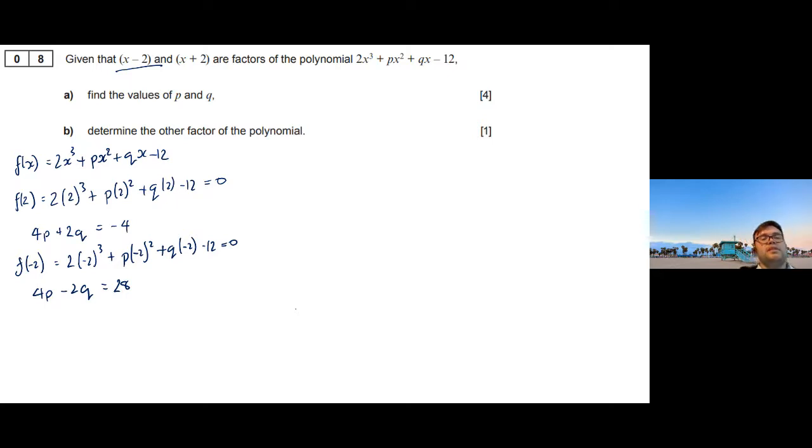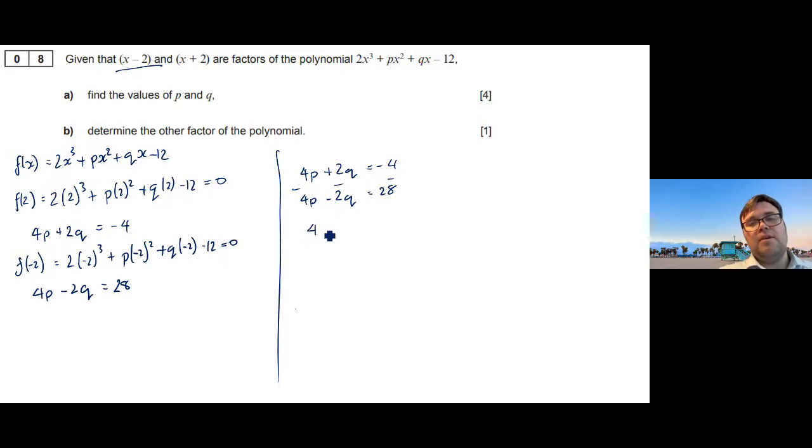So again, we've got simultaneous equations. These are nicer ones because the coefficients appear the same. So it is 4p plus 2q equals minus 4. 4p minus 2q is equal to 28. Take away. So then minus minus becomes a plus. 4q is equal to minus 32. q equals minus 32 over 4, which is minus 8.